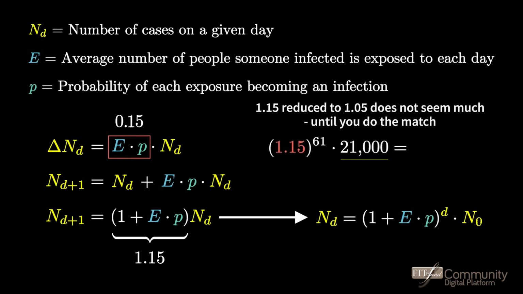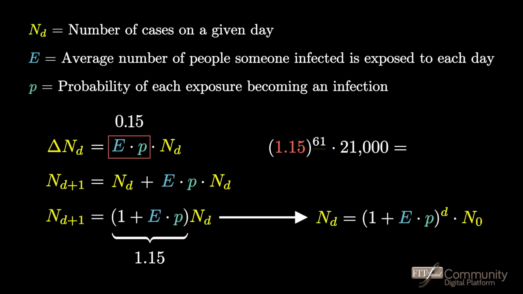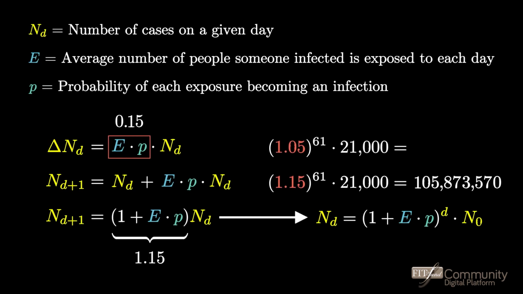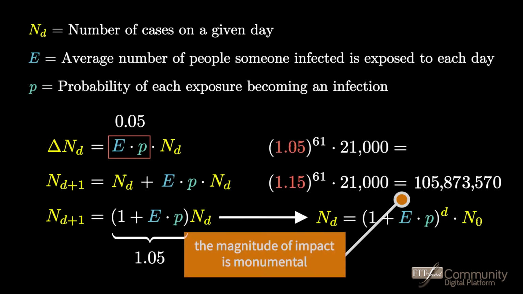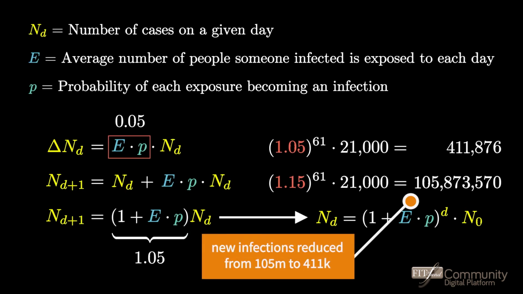So looking at the numbers, the reduction of 1.15 to 1.05: if you've got 1.15 and you extrapolate that for 61 days, you get 105 million new cases. When you take 1.05 over 61 days, you get 411,000 cases. That's a monumental difference.